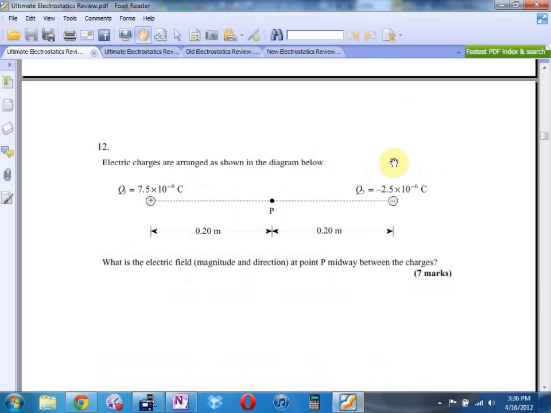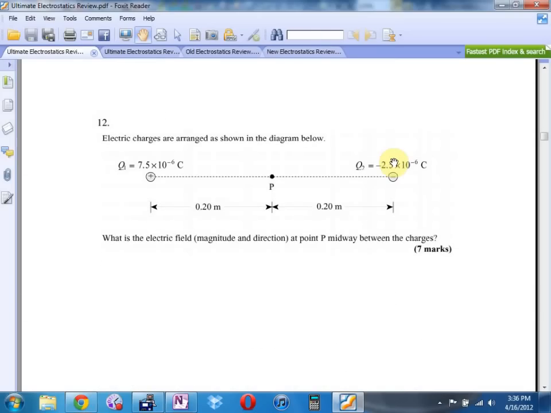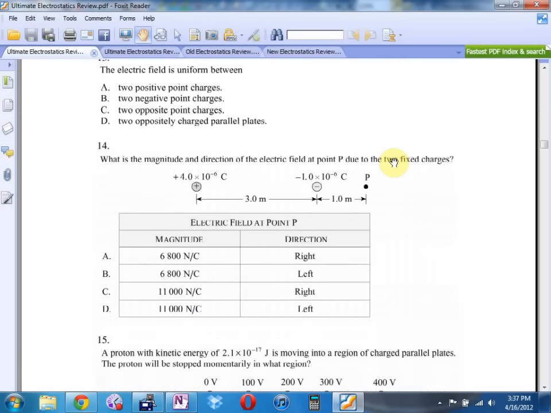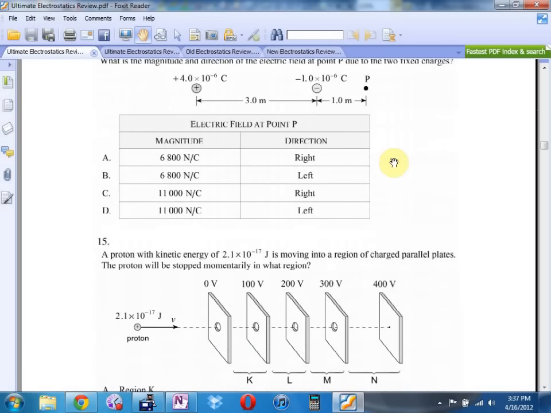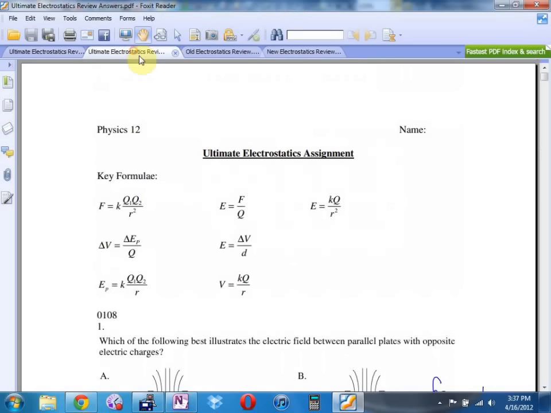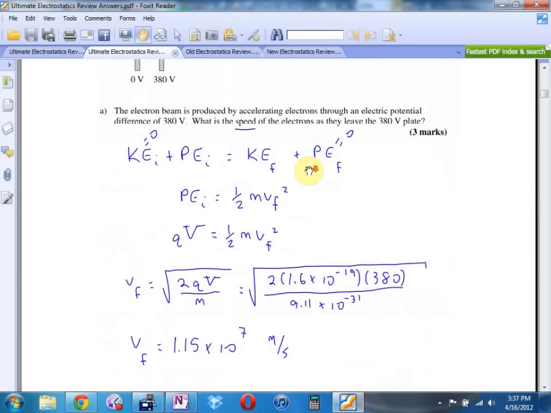Number 12 I like, finding the electric field between 2 charges. Hey, did you guys get number 15? So it's kind of a neat one. I'll show you my answer key.